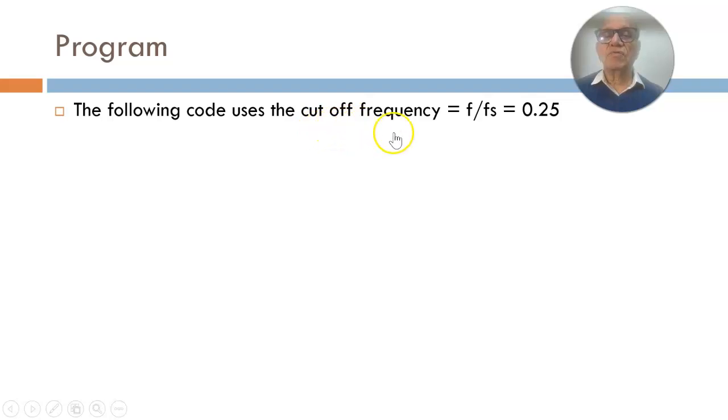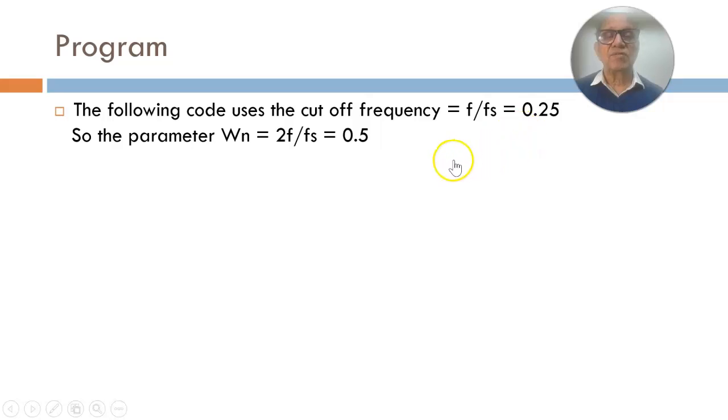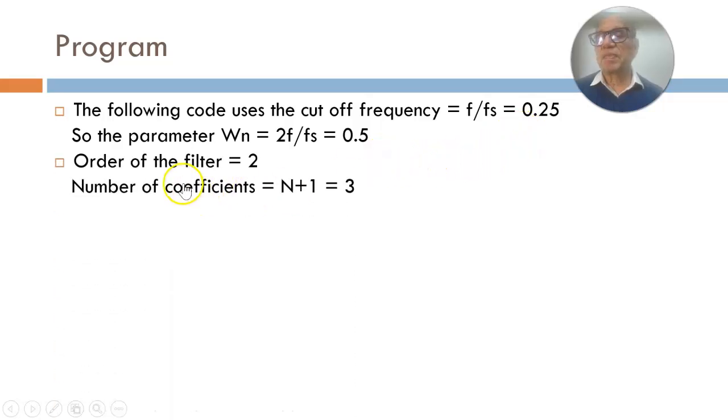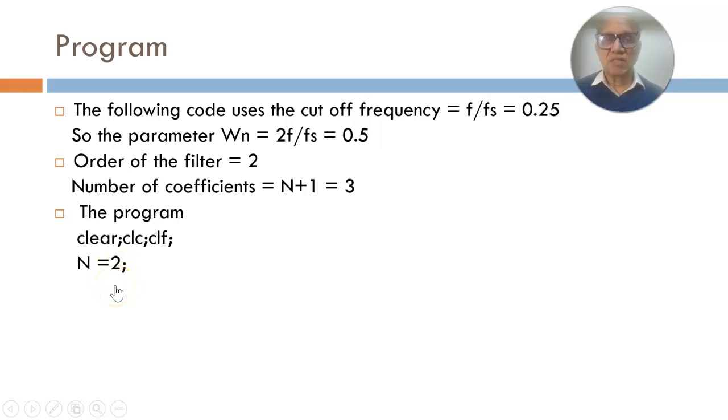Now this following code uses the cutoff frequency f by fs equal to 0.25. So the parameter will be 2 into f by fs, so that will be 2 into 0.25, which is 0.5. The order of the filter, let's assume, is 2. The number of coefficients therefore will be n plus 1, which is equal to 3. So let's now write the program. As usual, you clear everything. N equal to 2, this could be something else, but right now we are assuming that the order is 2. So the number of coefficients that we will get will be 3.